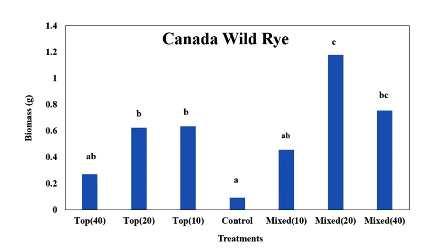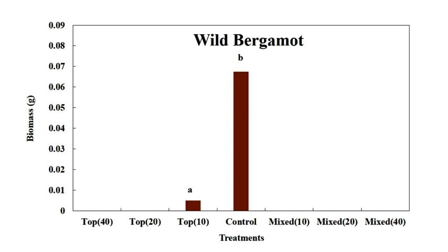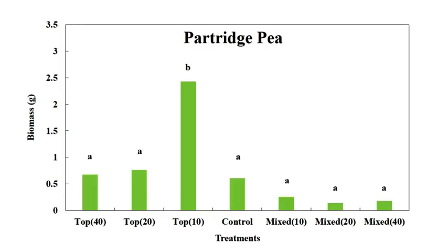For the Canada wild rye, still the control one was significantly smaller than the top 20, top 10, and the mixed 20 and the mixed 14. For the Indian grass, the control one was significantly smaller than the top 10, top 14, top 20, and the rest of the treatments. And the top 10 was significantly larger than the other 6 treatments. For the wild bergamot, the top 10 and the control have significant differences. This is partridge pea. The top 10 has significant differences compared to the other 6 treatments.